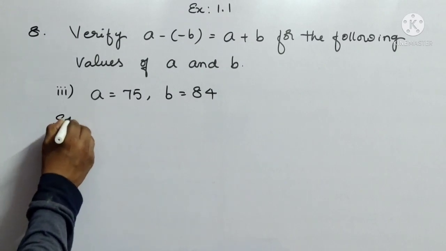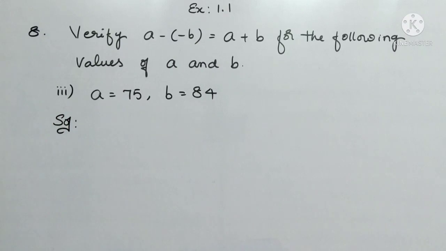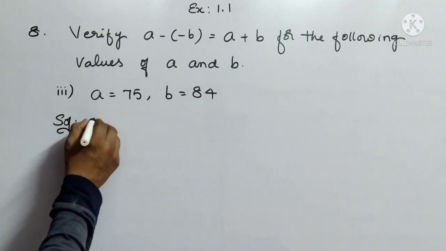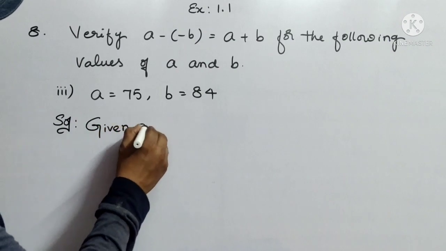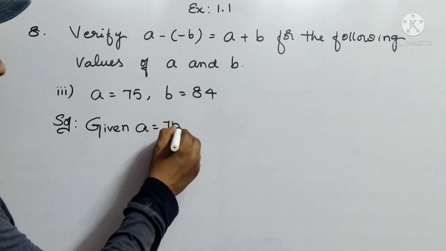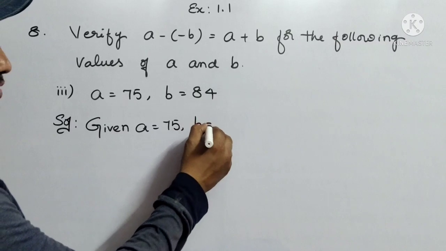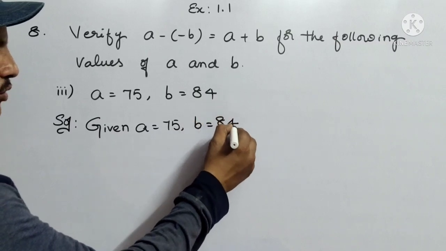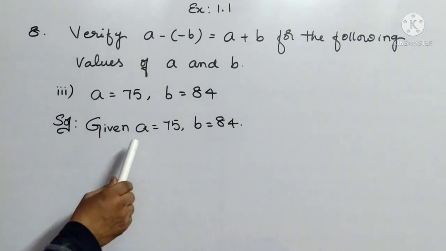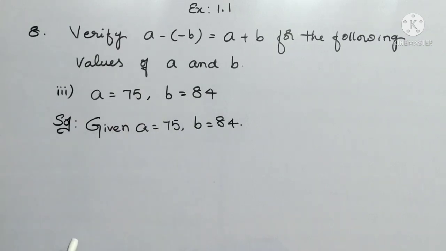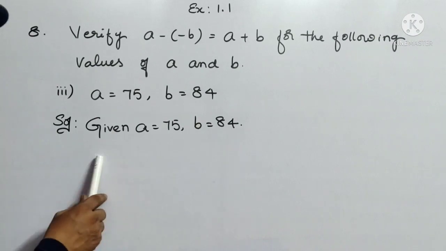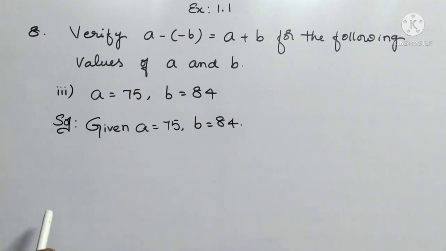See the solution now, children. Again, first you have to write given. Given A equals 75, B equals 84. Okay, given A value 75 and B value 84. Where the sum is going to go wrong is here only, in the first step itself. Why? You may have a doubt.